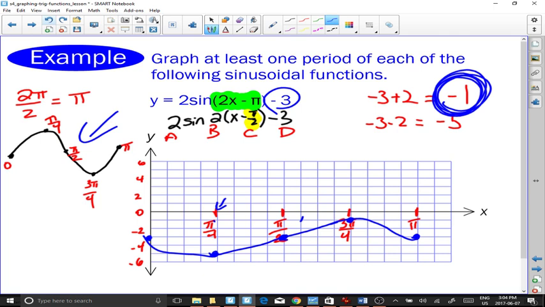So this graph still starts on the median or the midline, but instead of heading up, as we've always seen so far, the graph heads down. Then it comes back up to the midline, goes up to the maximum, and comes back down to the midline. And that's because of that pi over 2 that represents the C value.